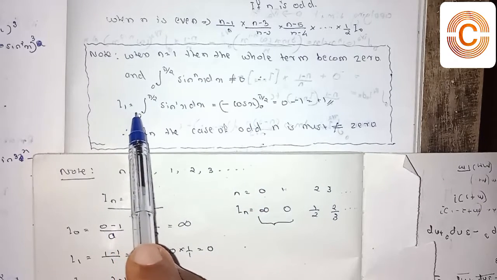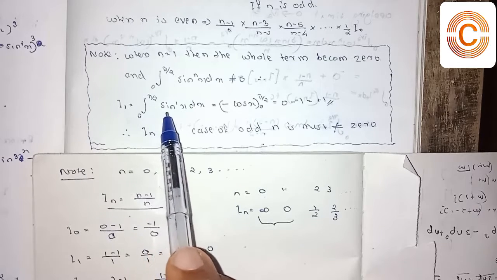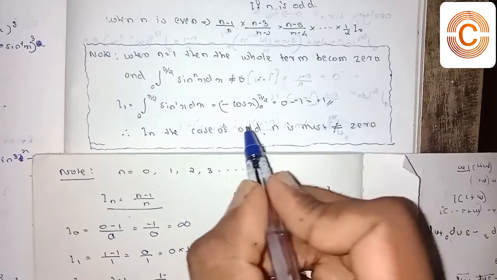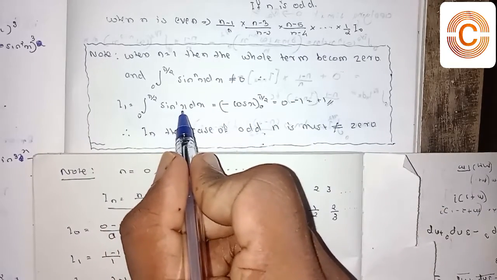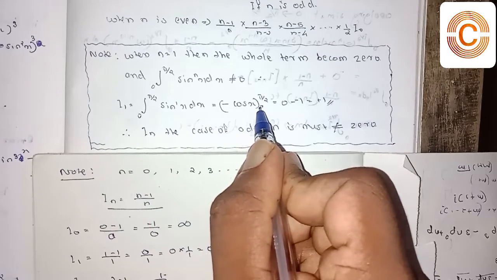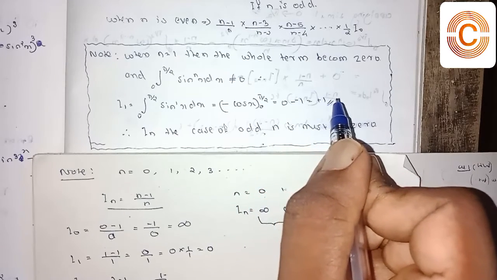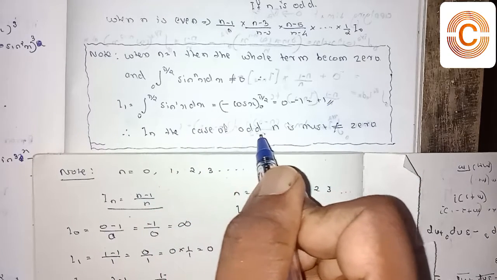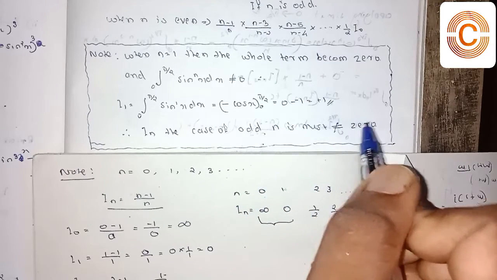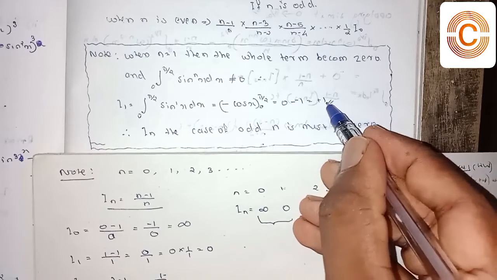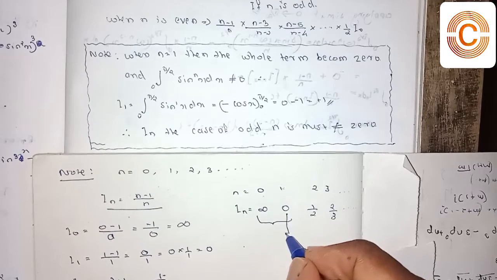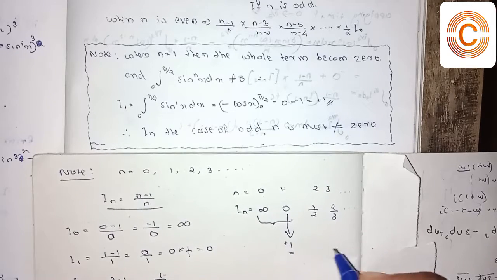When I1 is equal to the integral from 0 to pi by 2 of sin raised to the power 1 x dx, which is equal to minus cos x, that is the integral of sin x, with the limit 0 to pi by 2. Then applying this limit we get 0 minus minus 1, which is equal to plus 1 here. Therefore in the case of an odd number, n must be what? 0 does not work, the value is 1. So we get a proper answer for that one, this is not 0, this is 1 here, that is plus 1.